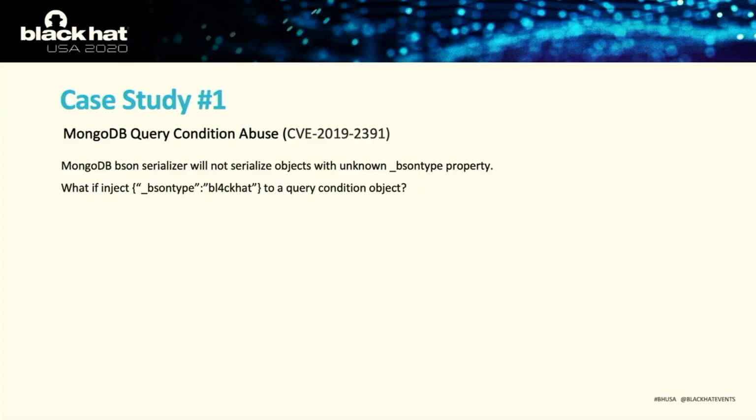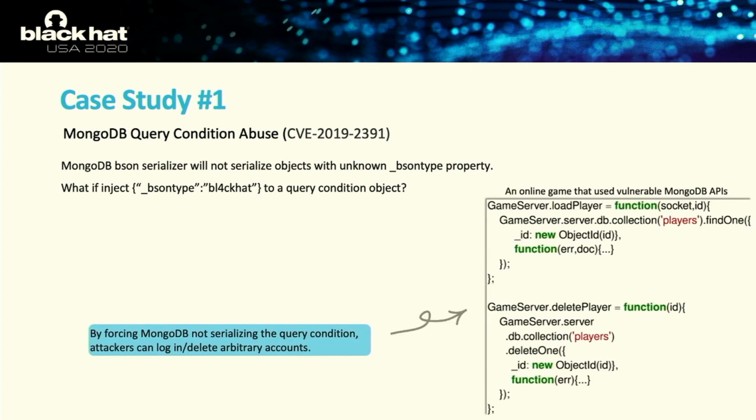So the first case comes from the MongoDB official driver. We found that we can tamper with an internal state named BSON type. As background, MongoDB leverages this BSON type to indicate the data type of the query object. However, when serializing the query object, MongoDB will ignore an object with an unknown BSON type. So what if we abuse this logic in a query condition object?